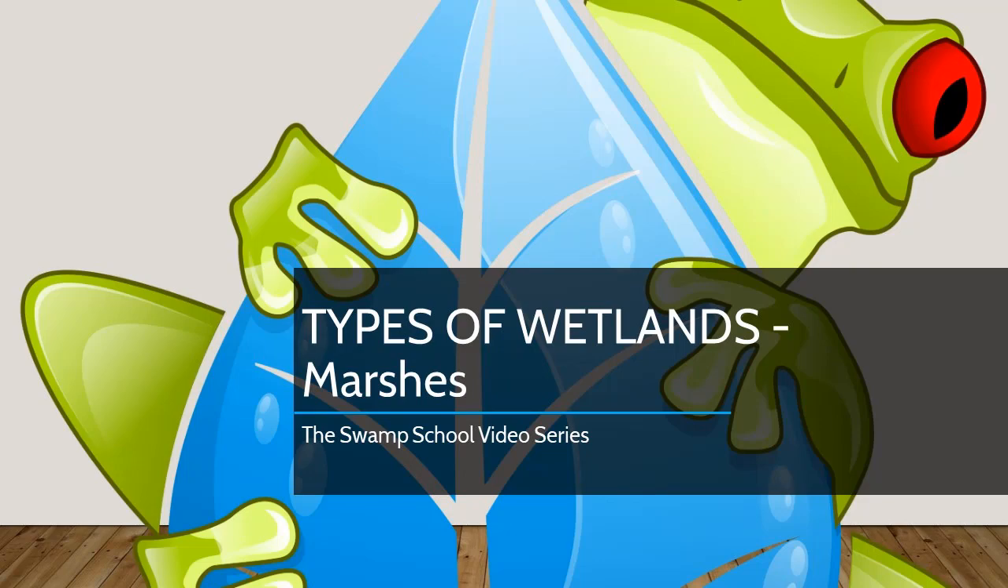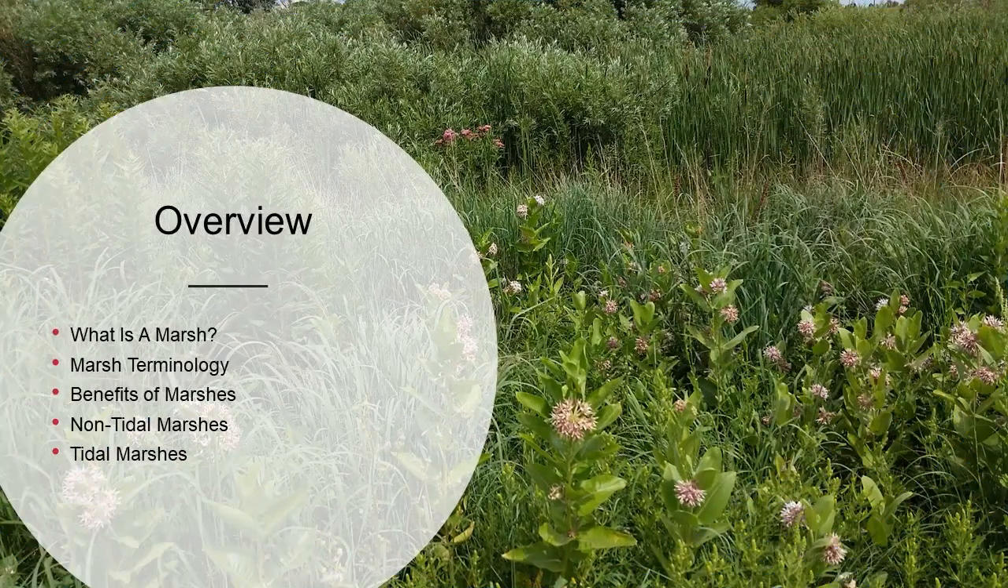I'm here to teach you about a certain kind of wetland called a marsh. So let's get started learning. This is what we'll be covering in this presentation. First, we'll talk about what a marsh is, and we'll have some terminology we'll need to cover. Then we'll discuss the functions and values of marshes in general and why they're good to have around. Then we'll discuss two types of marshes, non-tidal and tidal marshes.